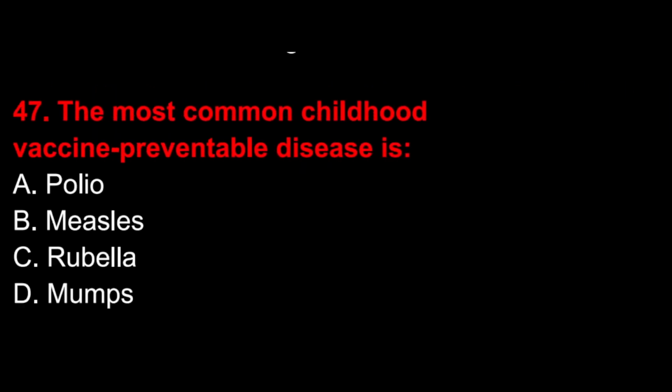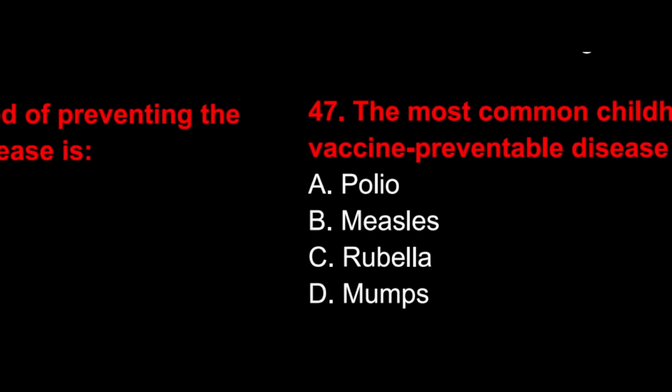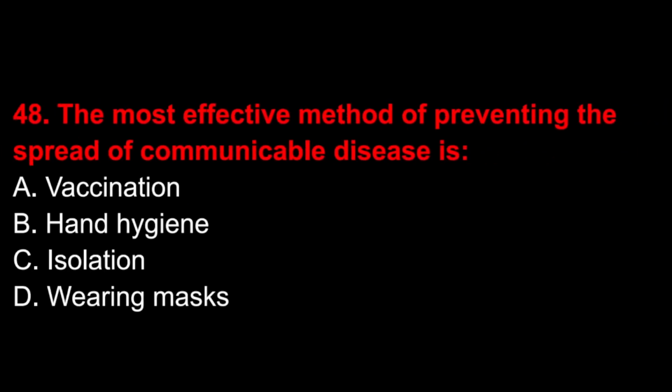Question number 47. The most common childhood vaccine preventable disease is. Correct answer is option B, measles. Question number 48. The most effective method of preventing the spread of communicable disease is. Correct answer is option B, hand hygiene.